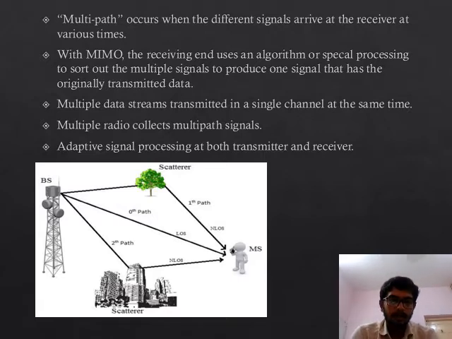In this figure, a base station releases three signals to a receiver. One signal goes through a direct path to the mobile station, and another signal goes through scattering along one path and is received by the mobile station as non-line-of-sight. The second path is also non-line-of-sight and reaches the mobile station.